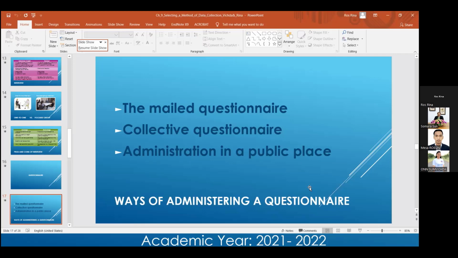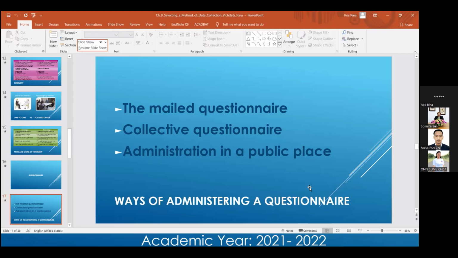And another one is about administration in a public place. So this one, we can say the researcher does this in a public place, such as a shopping center, health center, hospital, school, or in a pub. So they just go to ask them, by having a list of the questionnaire, and then they do it from one place to another place in order to collect the information.